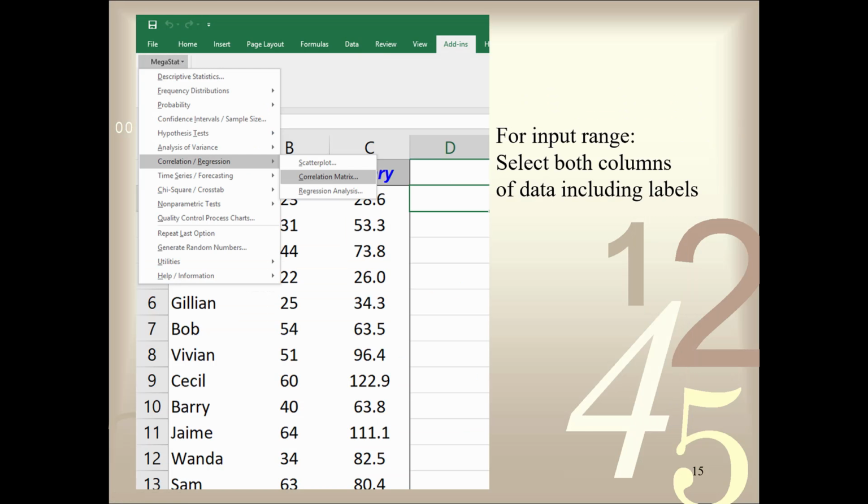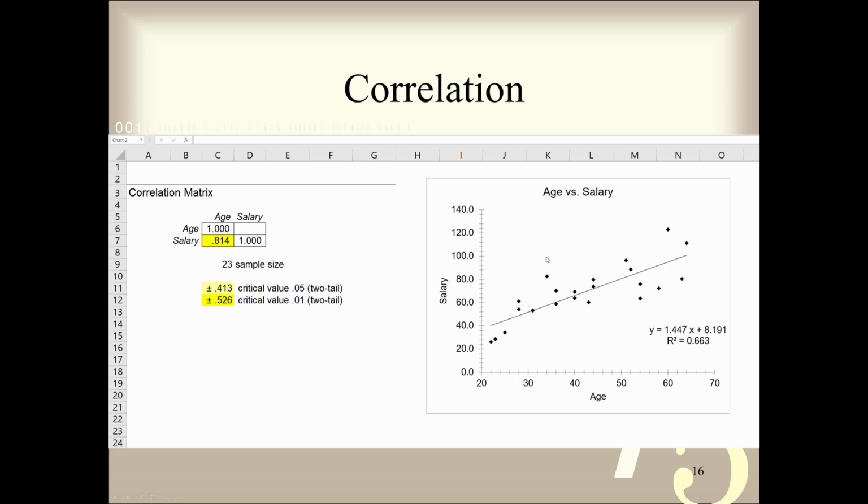Okay, so for the next step, we want to actually get that number. We want to get that R. We saw the scatter plot, the visual of it, but we want the numerical version of it. So I go to correlation regression again, and the second thing is correlation matrix. You basically select the two columns of data, including labels, and it'll give you this correlation matrix. You don't have to worry about the critical values. It's basically going to highlight a significant correlation depending on confidence level. The confidence level is defaulted to 95. So if it's highlighted, you have a significant correlation, which we would expect here.